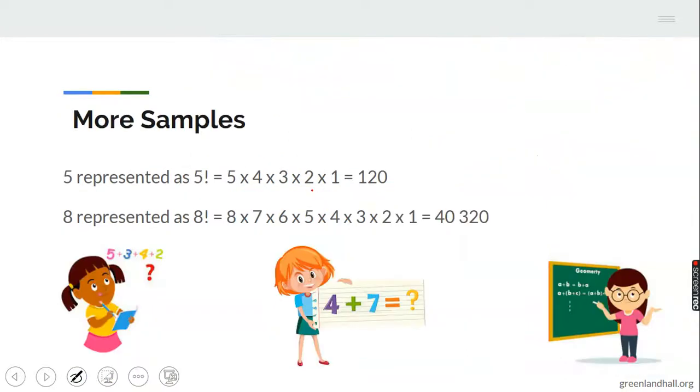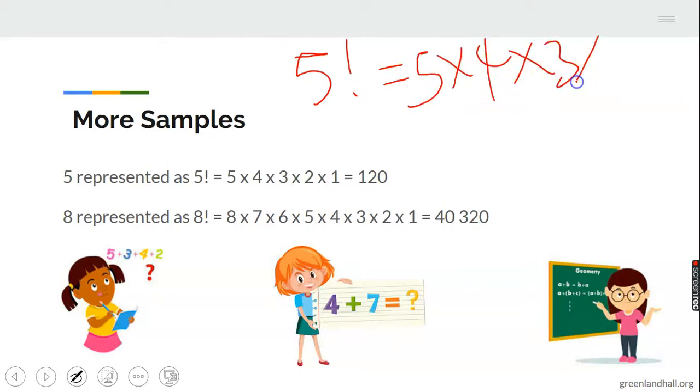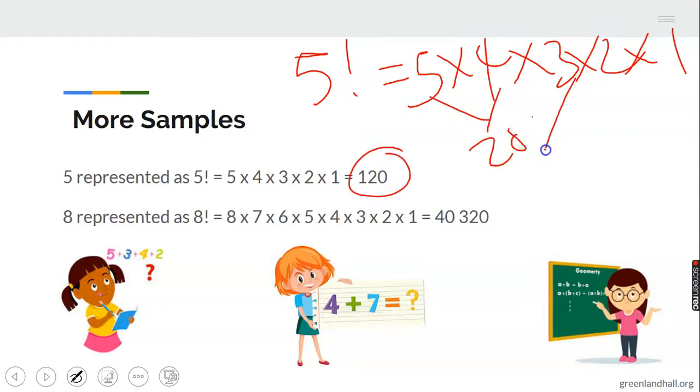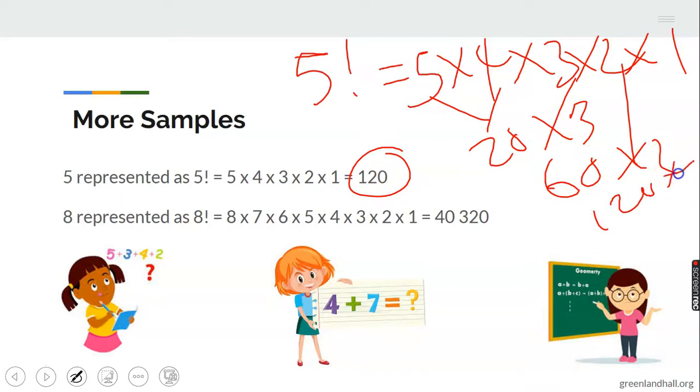Now, let's see more examples. If you have 5 factorial, that equals 5 times 4 times 3 times 2 times 1. And that should give us what? 120. 5 times 4 is 20, times 3 is 60, times 2 is 120, times 1 is also 120. That's why we have 120 there as an answer. I hope you're not getting confused. You're already getting very close to where we should be.